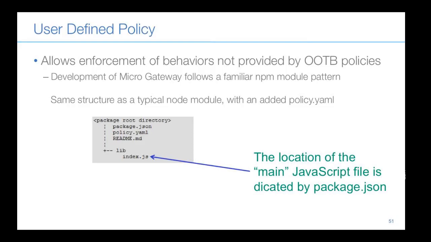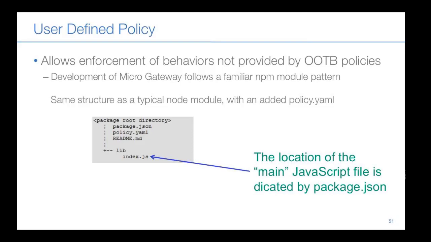And so the first thing I'd like to cover is, what does a user-defined policy look like when you're developing it? As I already mentioned, it's an NPM module, and so it has a package.json, which is sort of the center of the universe when it comes to NPM modules. The package.json points to where your main JS is, and in this case, I just happened to put my main JS under a lib directory and called it index.js.